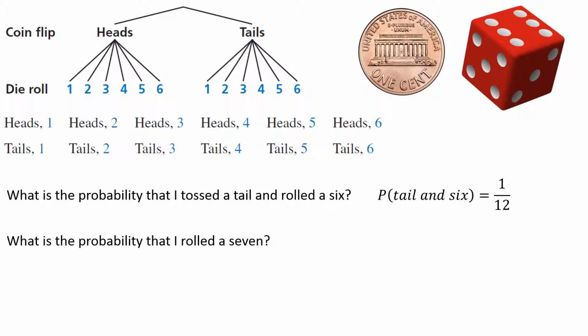Probability that I rolled a 7? Well, you know the denominators are 12. 7. I don't see a 7. Probability 0, right? It cannot happen. It won't happen. Probability of 0 means it will not happen.